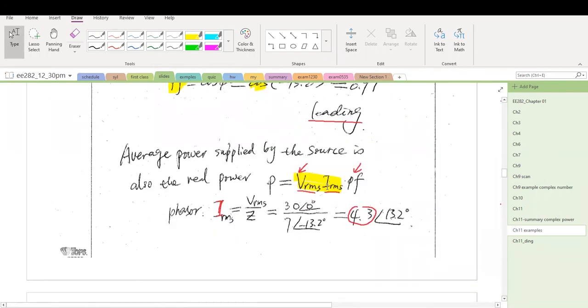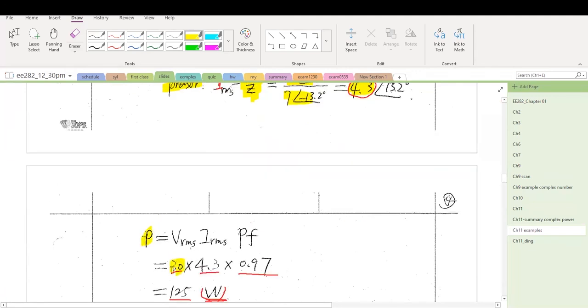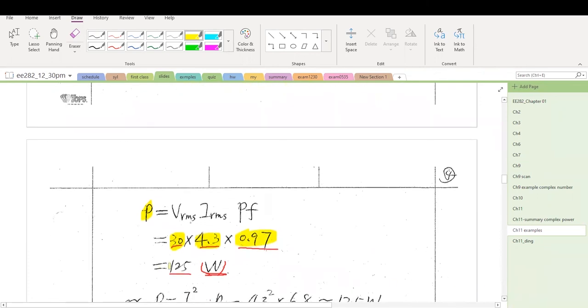Next, we need to figure out I_RMS. We can use the phasors in Ohm's law, where I_RMS equals V_RMS over Z. These are in the phasor domain. We know the impedance, so we know the phasor of the RMS value. This value should be 4.3. The average power equals 30 times the I_RMS value 4.3 multiplied by the power factor. This equals 125, and the unit is watt.